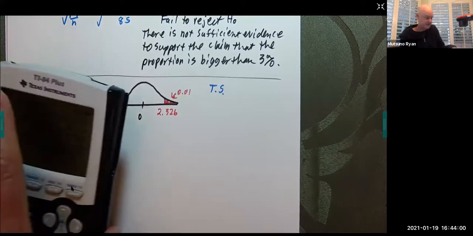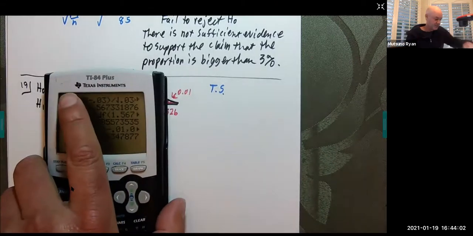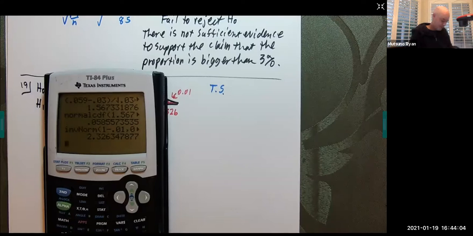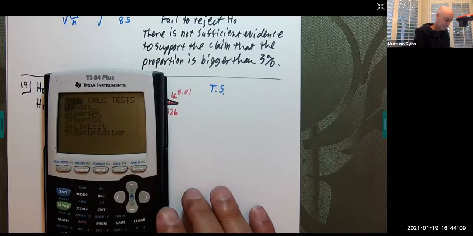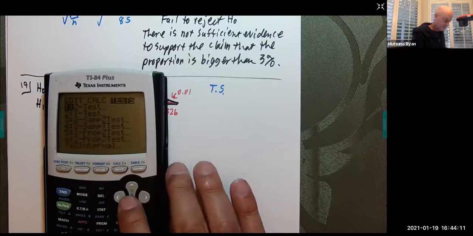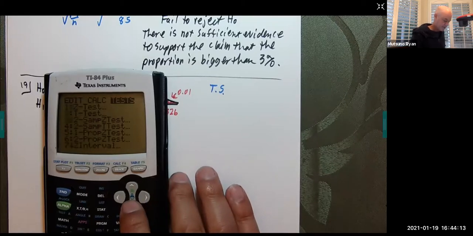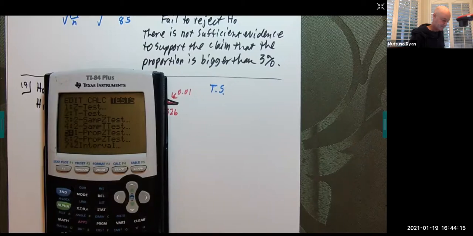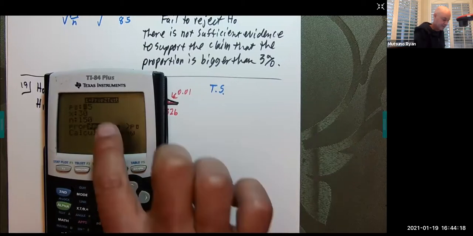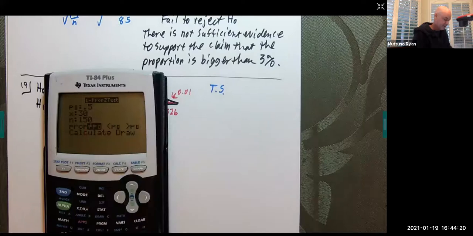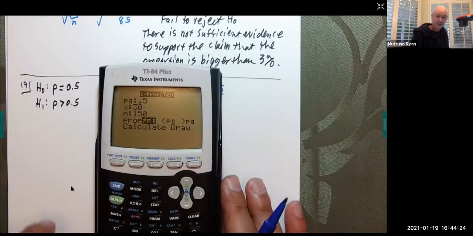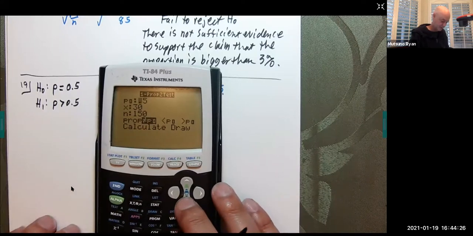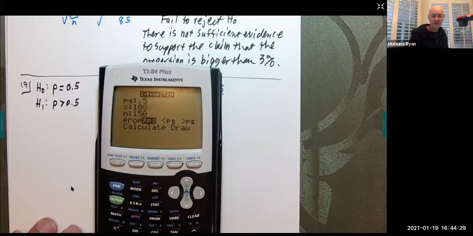Because they give us, instead of a percent like they did before, we can run stat tests. This is a 1 proportion z-test. 1 prop z-test. P naught in this case is 50%, it's already there, 0.5. Now, if we look at the problem, x in this case is the 108. That's the numerator. The denominator is 202.